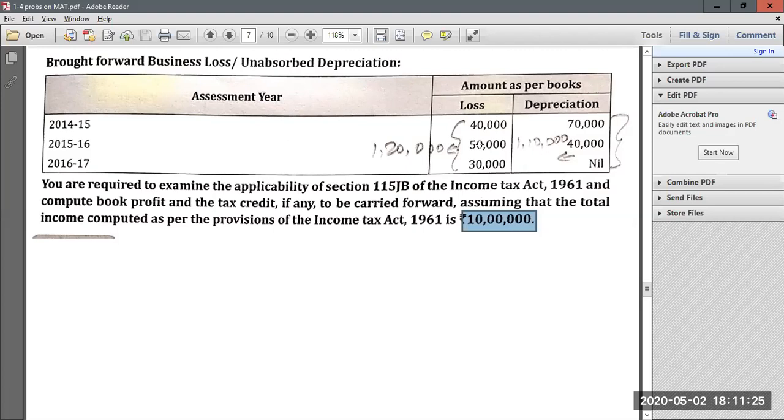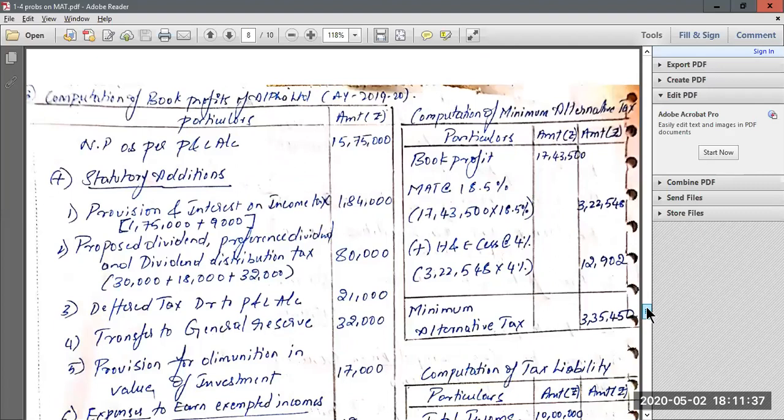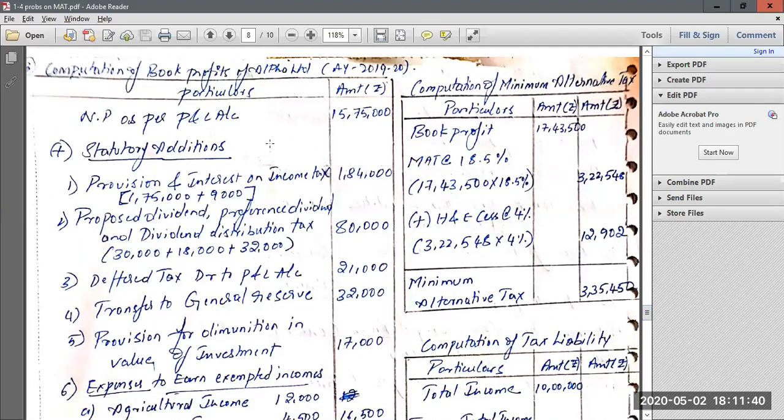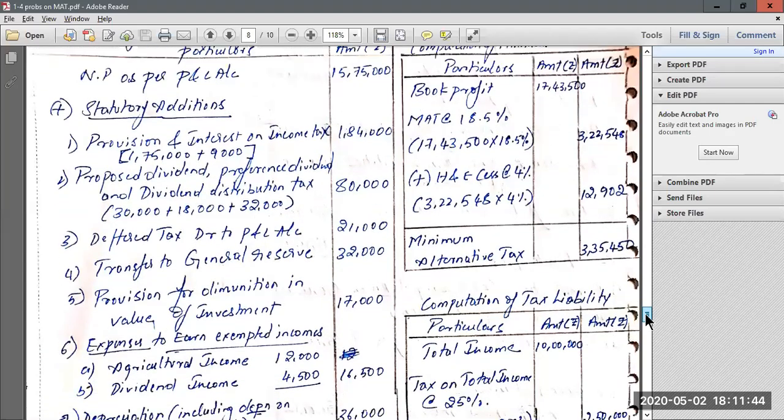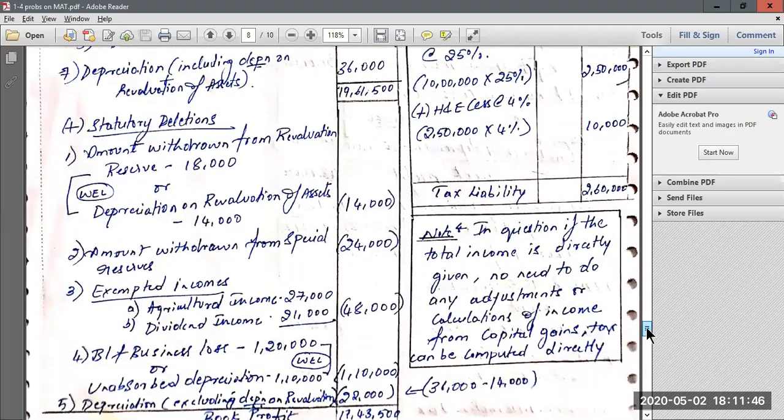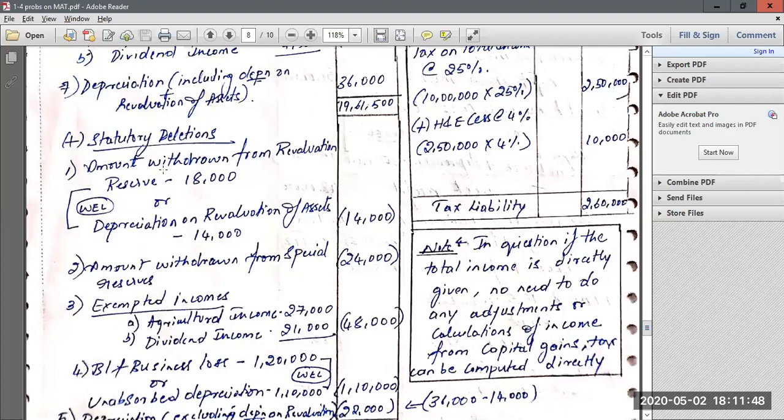So even though they have given LTCG in this problem, that is only related to making adjustments for book profits, not for this tax amount on total income as per normal tax provisions. Understood? Then again, they have given computation of book profits. You have to start with net profit, add all the items which you have discussed above, and deduct such statutory deductions. Now I told you, you have to be very careful.